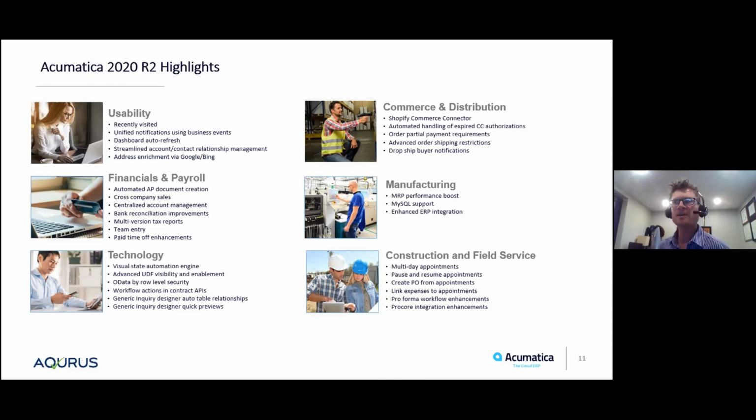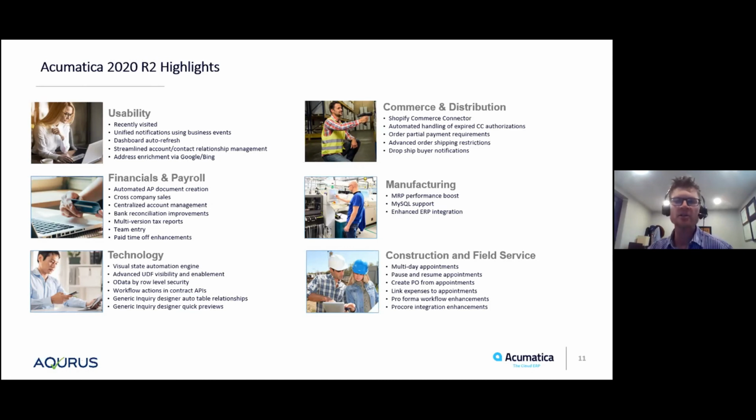Technology: Acumatica is always pushing the boundaries of technology to adopt new emerging areas such as artificial intelligence, machine learning, blockchain, things like that, Internet of Things. Those are things, again, that we think about every day, and how can we use technology to our advantage to improve a little bit every day.